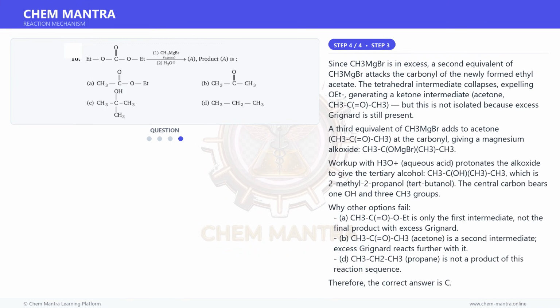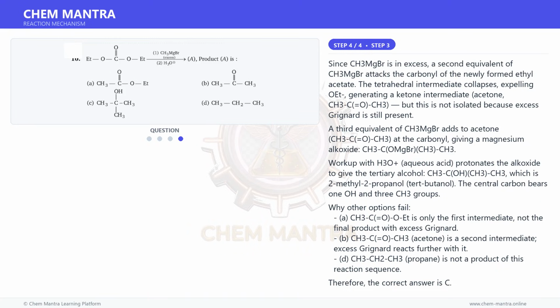And for the final step, since CH3MgBr is in excess, a second equivalent of CH3MgBr attacks the carbonyl of the newly formed ethyl acetate. The tetrahedral intermediate collapses, expelling OEt-, generating a ketone intermediate, acetone, CH3C(=O)-CH3. But this is not isolated because excess Grignard is still present.